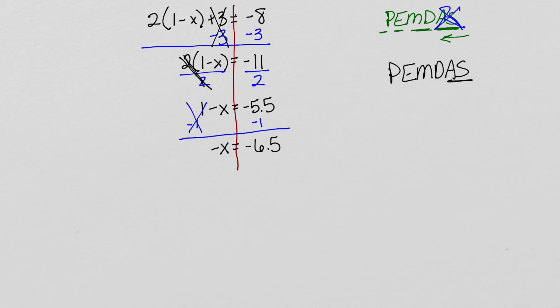Okay, but I still want x all by itself, so I have to get rid of the negative. Well, remember, when there's no number written in front of x, it's the same thing as saying 1 is there, okay? So I want to get rid of a negative 1 times x. I got to get rid of that negative, so I'm going to divide by negative 1. Negative 1 divided by negative 1 is 1, so I'm left with x equals, and negative 6.5 divided by negative 1 is 6.5.